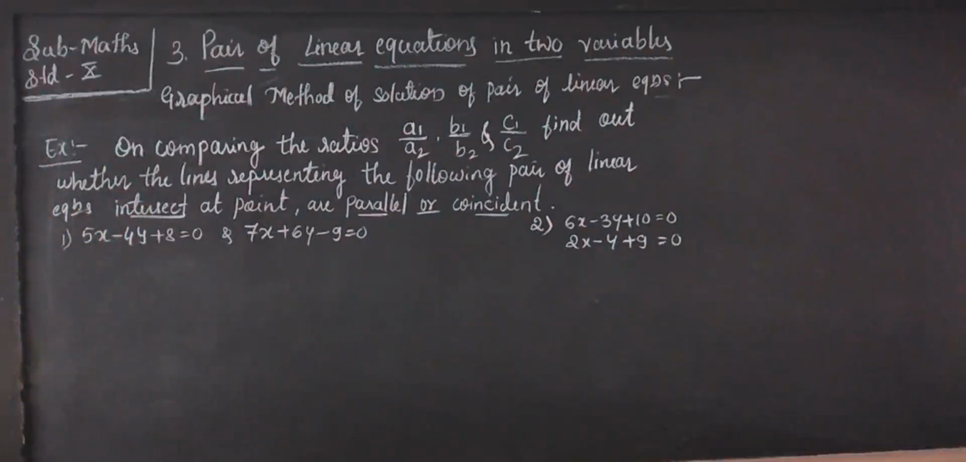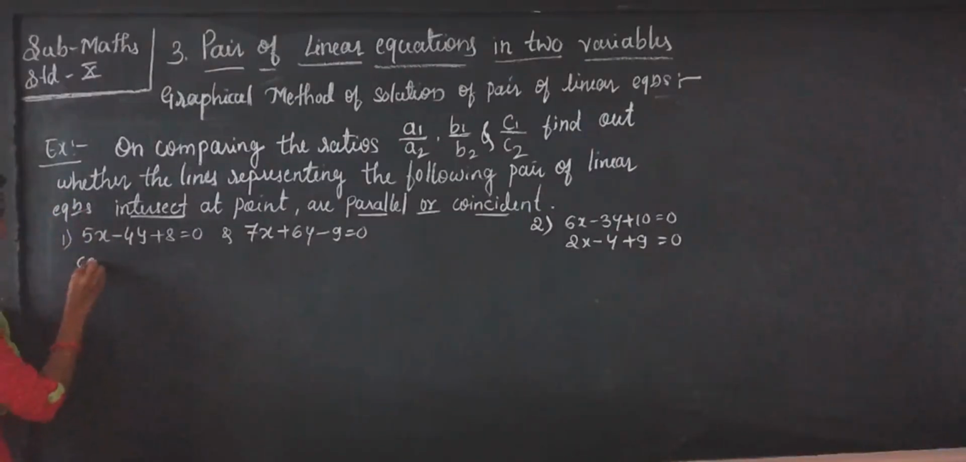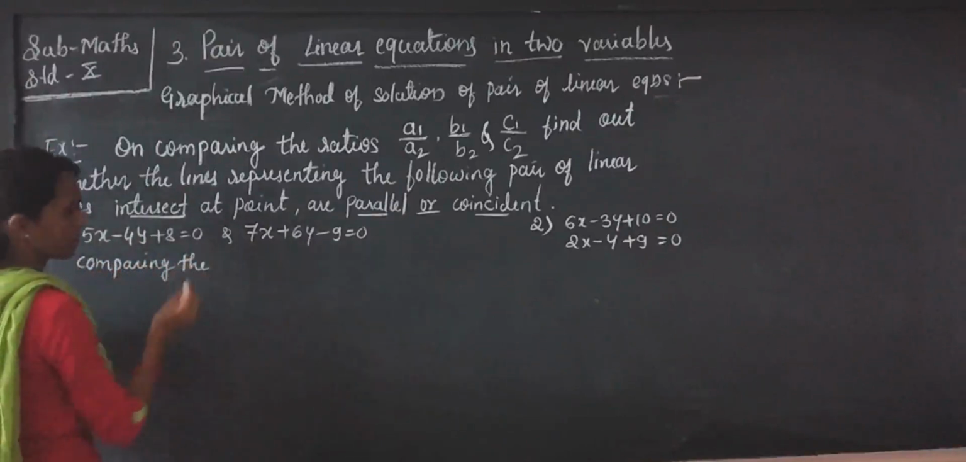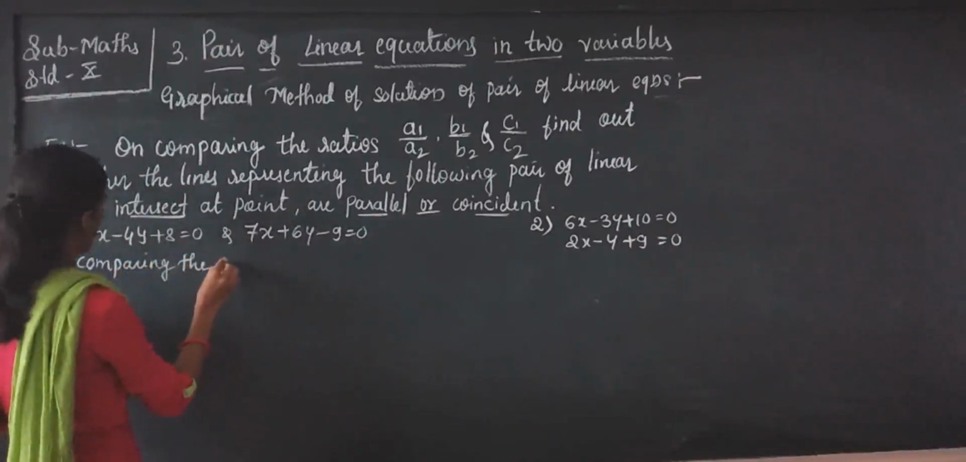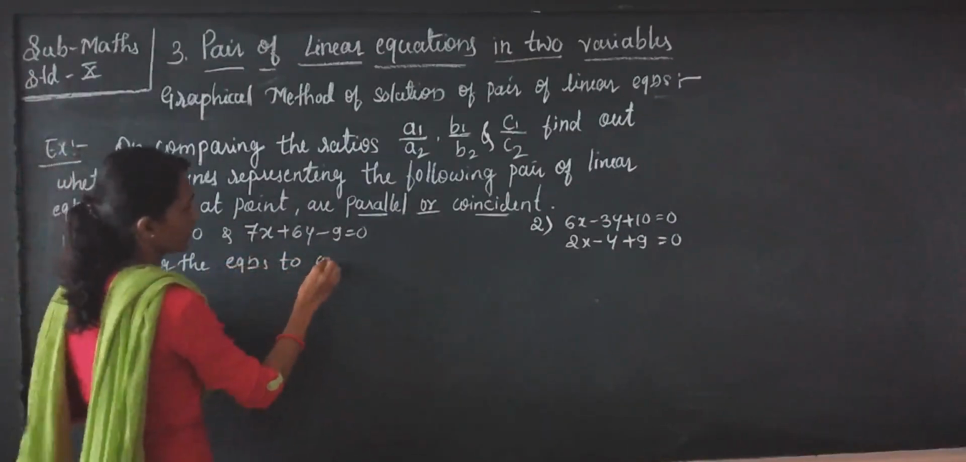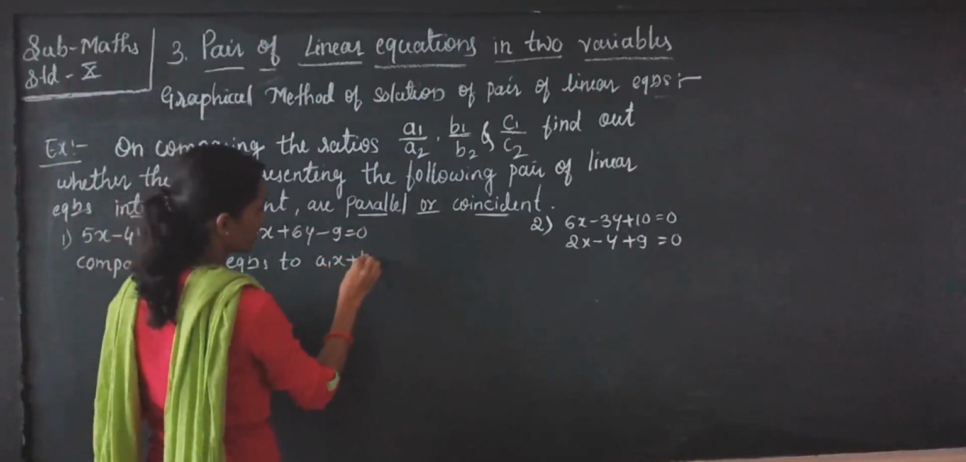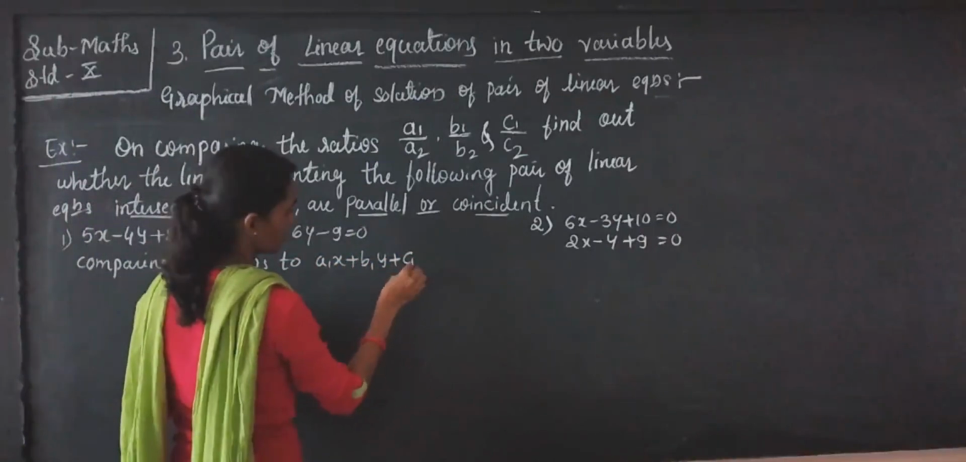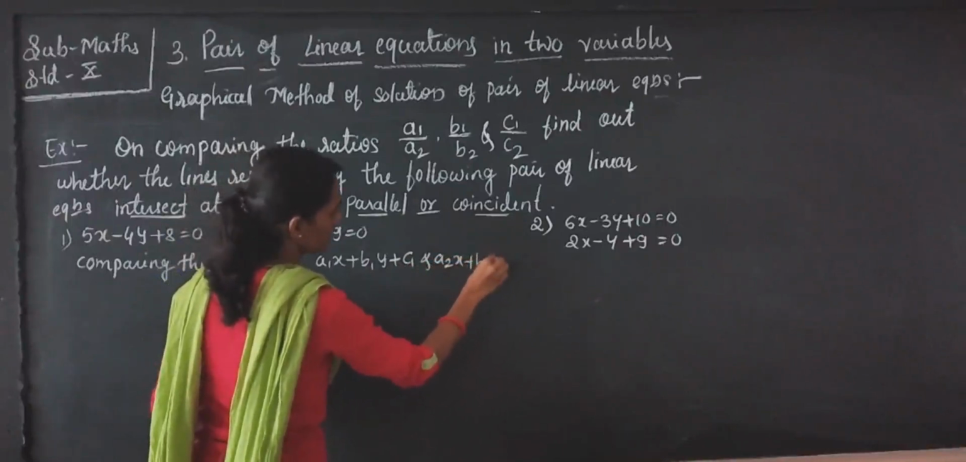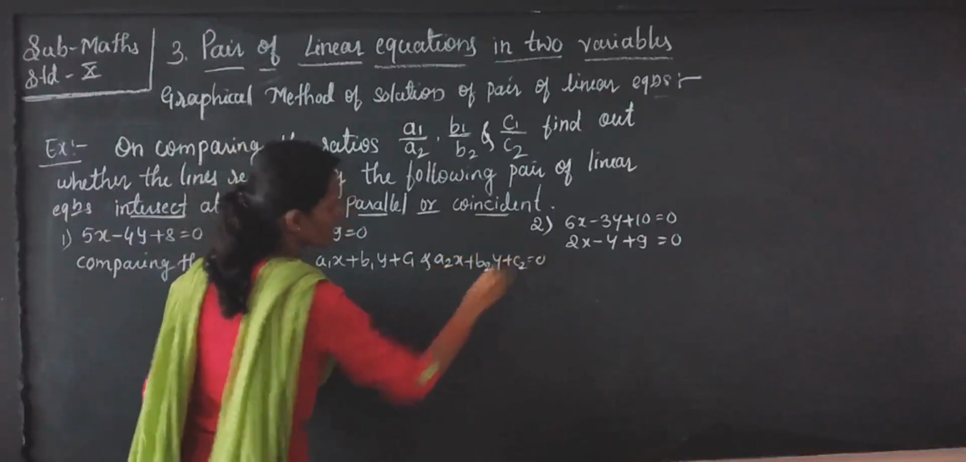Next one is coincident. Coincident means the condition is A1 by A2 is equal to B1 by B2 but not equal to C1 by C2. Okay, so here comparing equations to A1x plus B1y plus C1 and A2x plus B2y plus C2 is equal to 0.